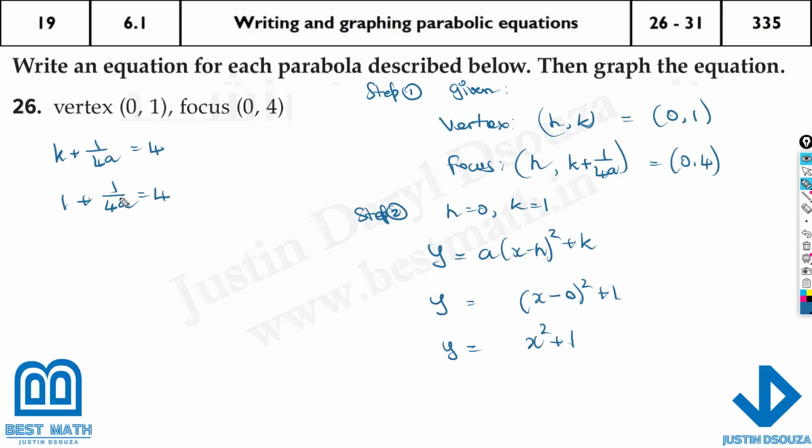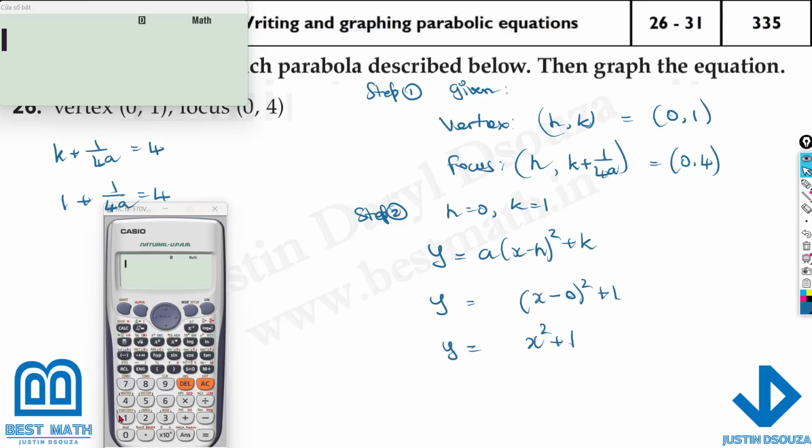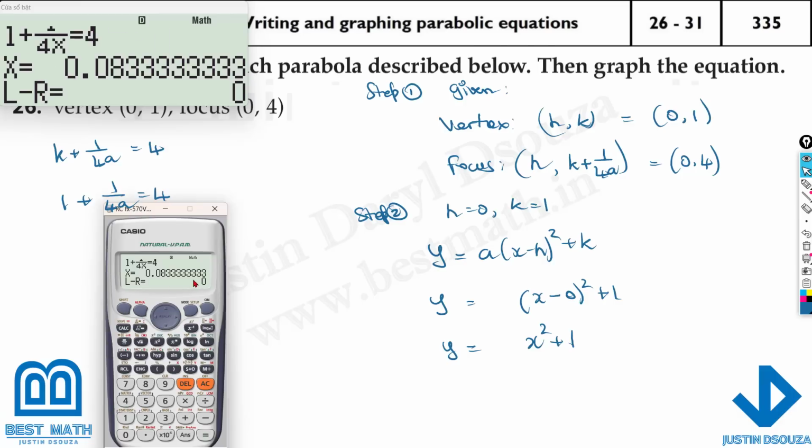You've substituted. You can just put this entirely in the calculator and get the answer. I'll show you. All I will do is write this as an equation: 1 plus 1 divided by 4 times a, where a is an unknown variable, so I'll write alpha x, equal to 4. You can shift and solve and press equal to. The answer over here is 0.083333. Now, if you want, you can write this because it's a writing exam. Technically, it is correct. Generally, in your answers, we write it in terms of fractions.